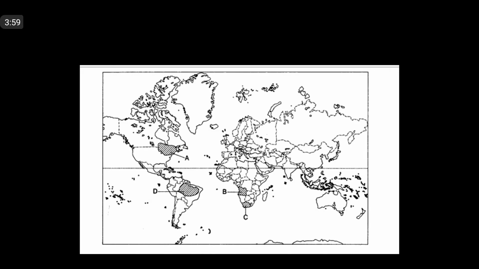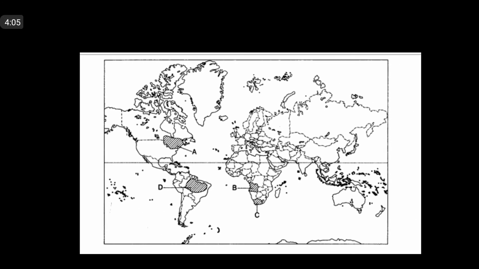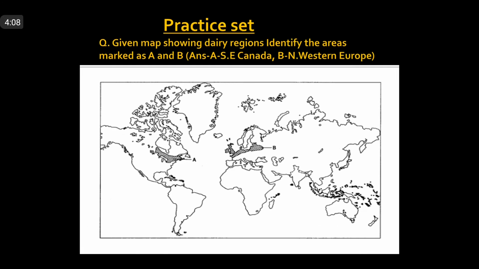Then here you can see a few areas are marked as A, B, C, D. Which areas are these? For example, A is marked as southeastern Canada, B is marked as northwestern Europe. In this way, you can easily make out which part of the continent this area belongs to.